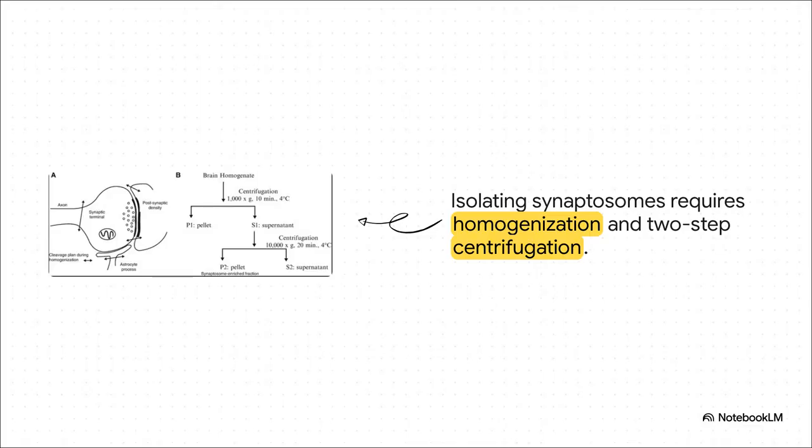To isolate these synaptosomes, you first homogenize the brain tissue, and then you use something called differential centrifugation. It's a two-step process. First, there's a slow spin, at about 1,000 times the force of gravity for 10 minutes. Then, you take the liquid on top, the supernatant, and spin it again, but this time, much faster, at 10,000 G for 20 minutes. This pellets the synaptosomes, concentrating them at the bottom.